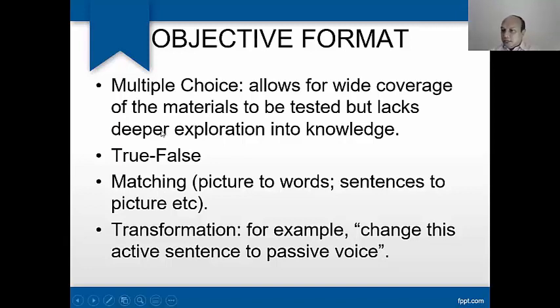And then the second one is true false. I think you are also familiar with this. There is a statement and the test taker has to decide whether that statement is true or false, or whether that sentence is true or false in terms of grammar. And then you have matching. In matching, your test takers have to match pictures against words, or match sentences to pictures, etc. So this is matching.